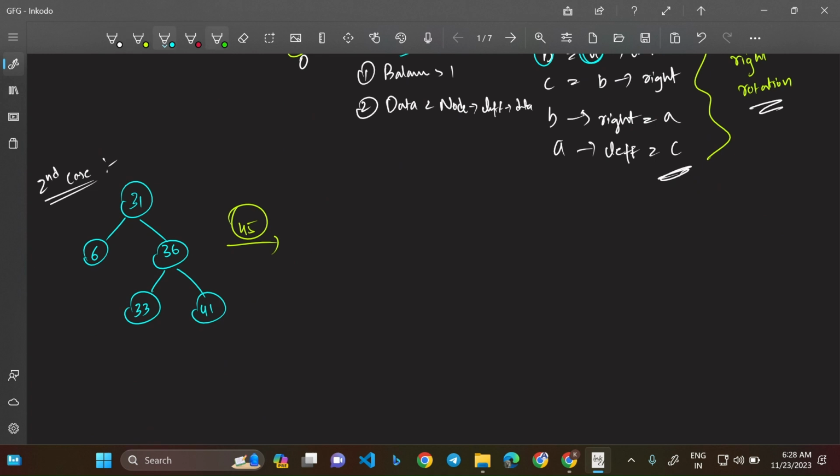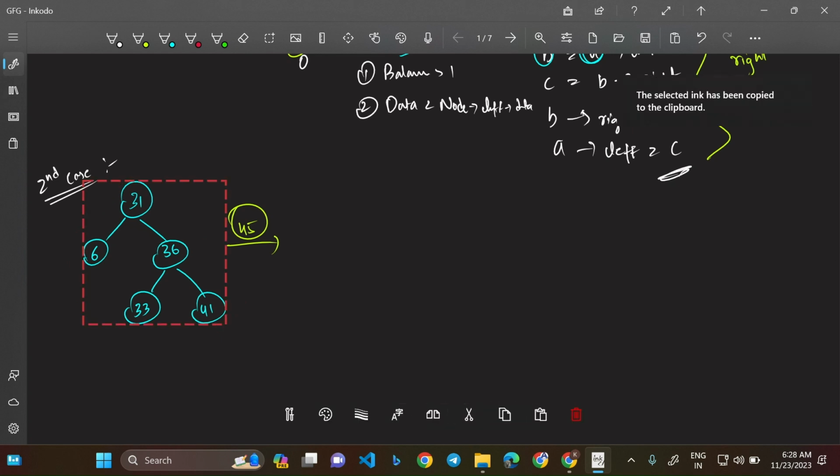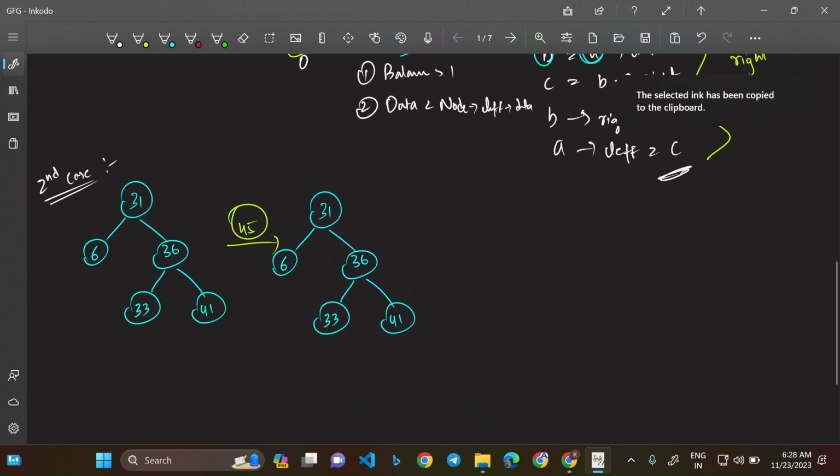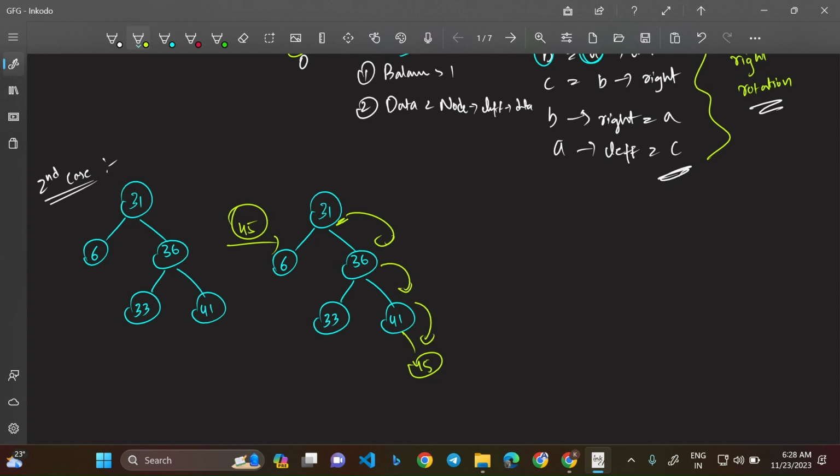When you do the insertion of 45, I'll just copy this and paste it here. Once I do this addition of 45, where will it be inserted? Here it will be inserted, right? 45 is greater than 31, so come to your right. 45 is greater than 36, come to the right. 45 is greater than 41, come to the right. So here it will be inserted.